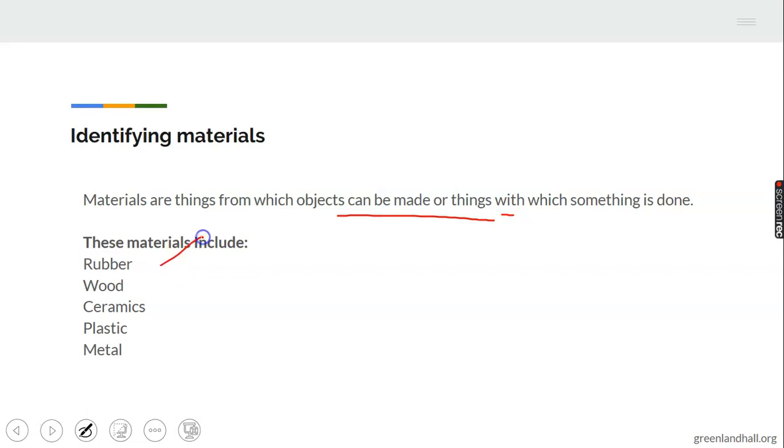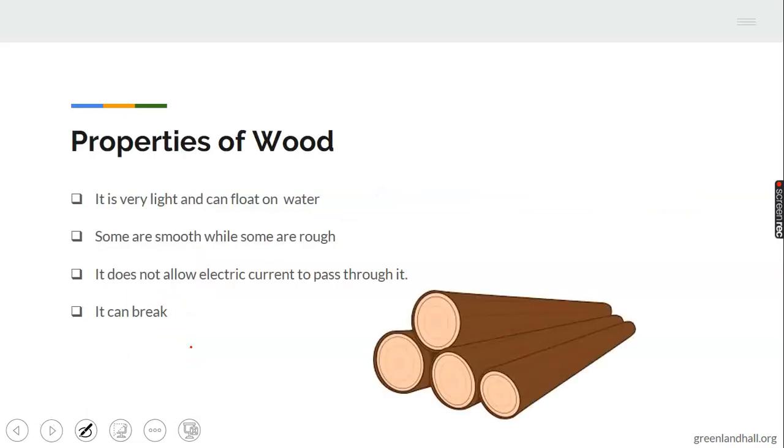We have rubber, we have wood, we have ceramics, we have plastic, and we have metal. Can you list it again for me? Rubber, wood, ceramics, plastic, and metal. That's very good. Now, I'll go to the next slide and we'll continue from there.